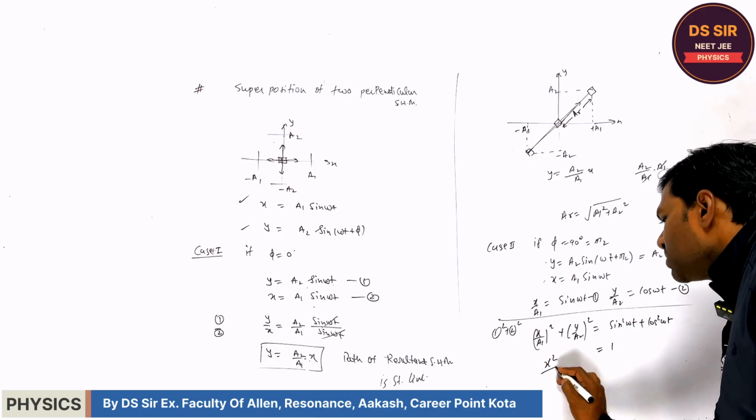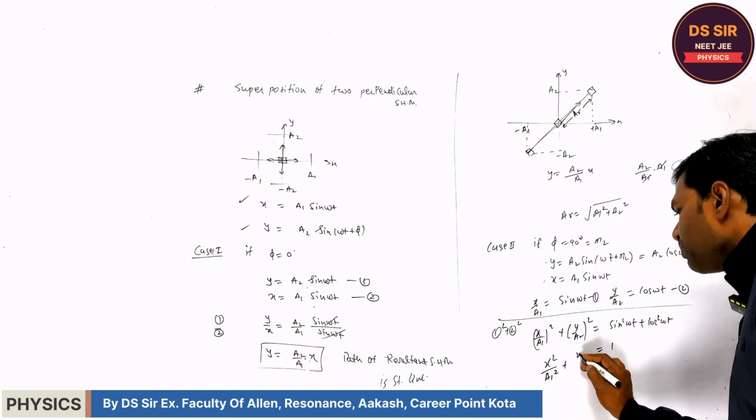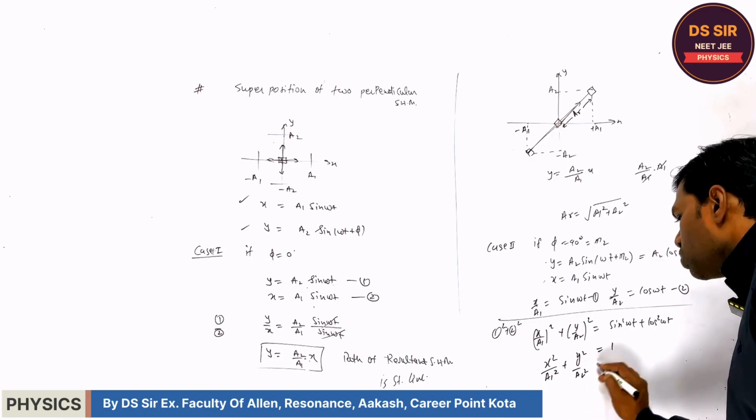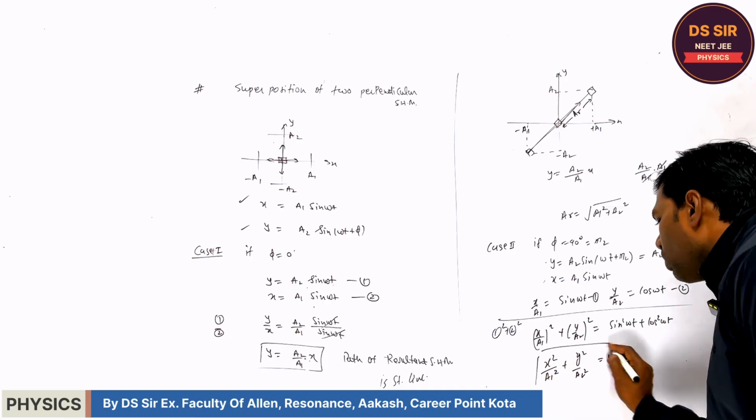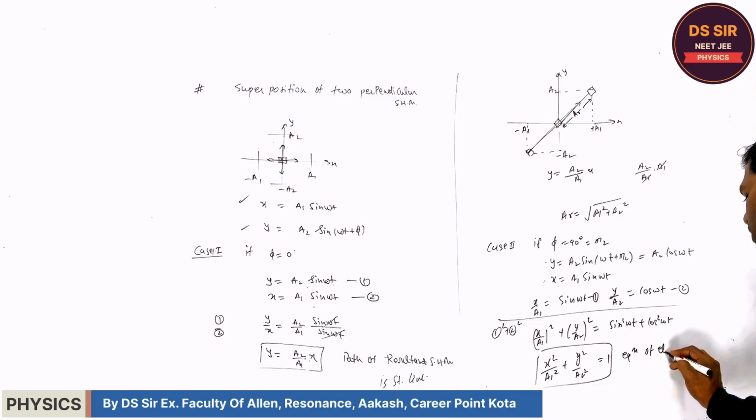So it may be written as x square upon a1 square plus y square upon a2 square is equal to 1. So what is this? This is the equation of an ellipse. Equation of an ellipse. All right.